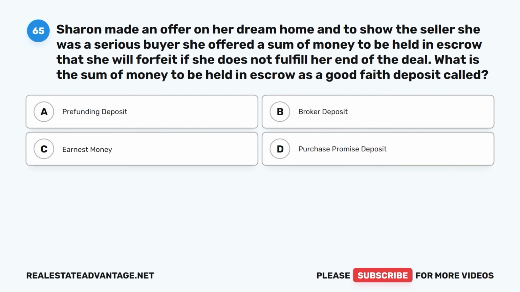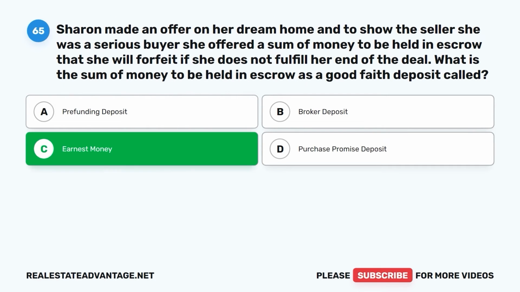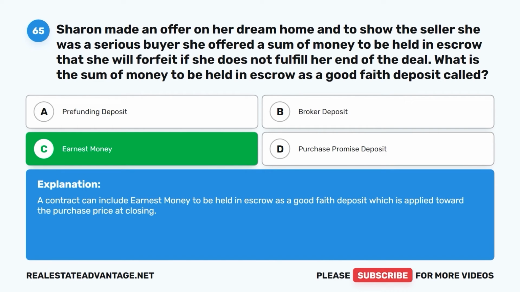Question 65. Sharon made an offer on her dream home, and to show the seller she was a serious buyer, she offered a sum of money to be held in escrow that she will forfeit if she does not fulfill her end of the deal. What is the sum of money to be held in escrow as a good faith deposit called? A. Pre-funding deposit, B. Broker deposit, C. Earnest money, D. Purchase promise deposit. The correct answer is C. Earnest money. A contract can include earnest money to be held in escrow as a good faith deposit, which is applied toward the purchase price at closing.